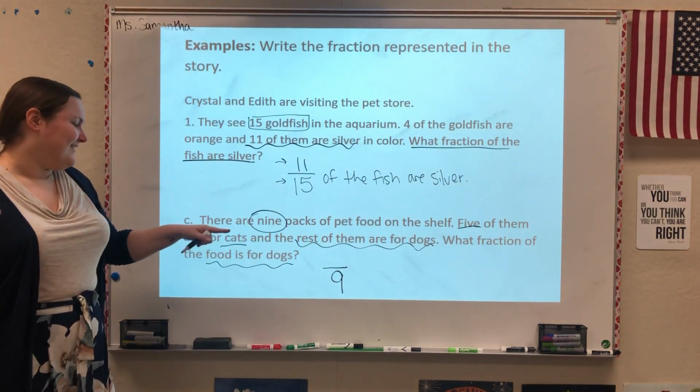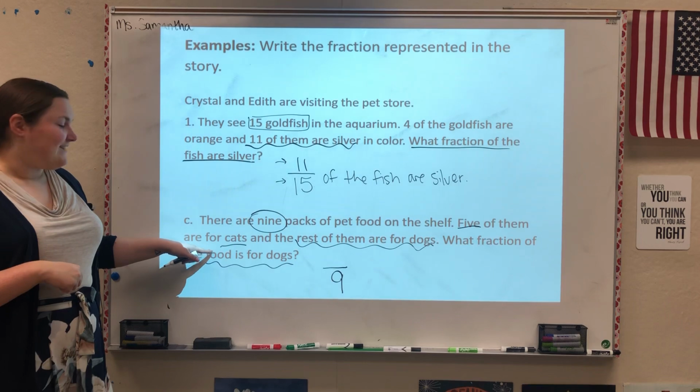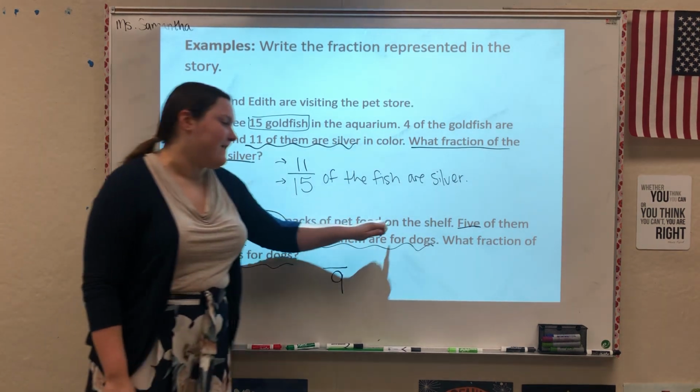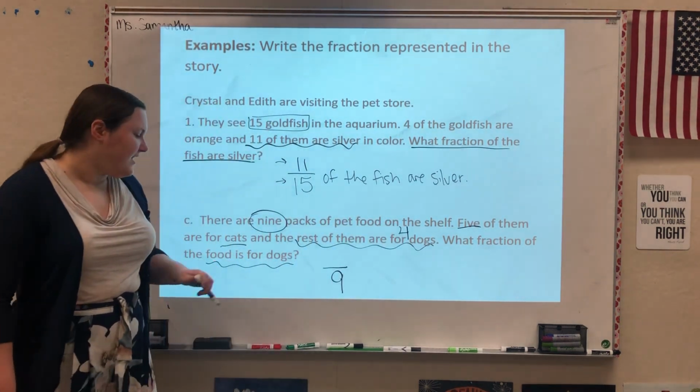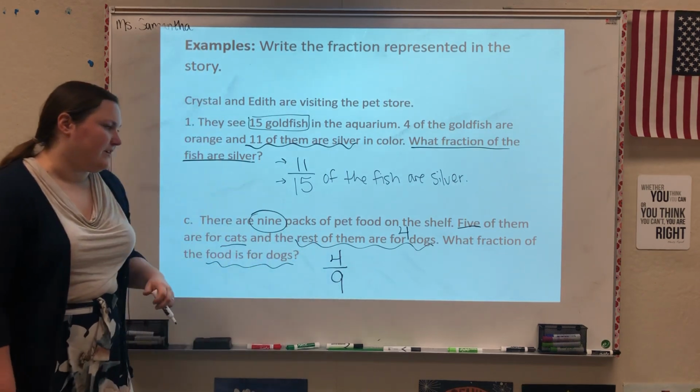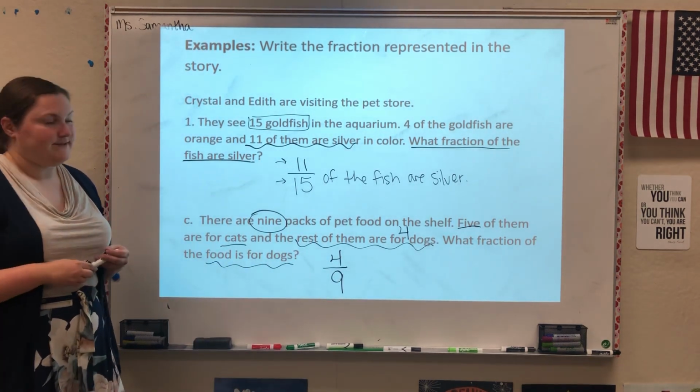There's a total of 9. If 5 are for cats, I can subtract to figure out that that means there must be 4 for dogs. So we would want to say 4/9. 4/9 of the food is for dogs.